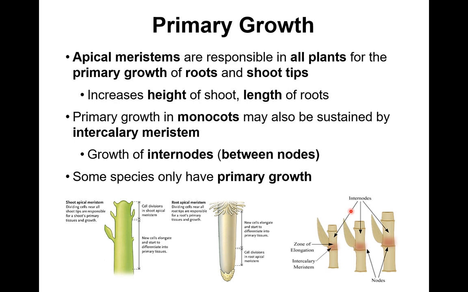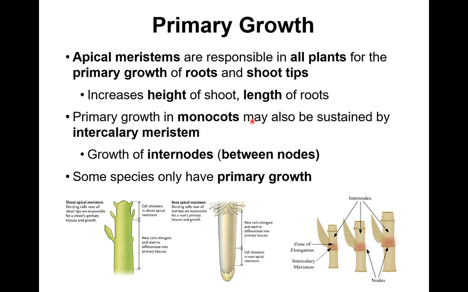Let's focus first on the primary growth. Again, all plants would have primary growth, and this is driven by the apical meristem. Okay, that meristem, I'll repeat it over and over, is found at the tip of the stems and of the roots. And what it does is cause growth along the axis of the stems or the roots, not lateral growth.